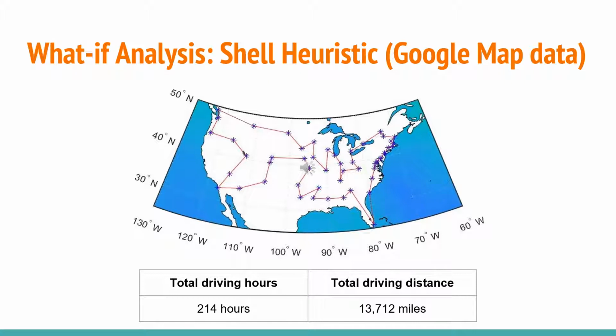At any rate, the inclusion of the lower Canadian provinces actually does not significantly increase the driving time or driving distance for the resulting tour obtained by applying the shell heuristic for Google Map data. Relative to the shell heuristic for the lower 48 states with Google Map data, the driving hours were only increased by approximately 10 hours, while the driving distances only increased by approximately 700 miles. However, these results are not particularly surprising, in that the general order and shape of the tours are largely conserved across the two scenarios.